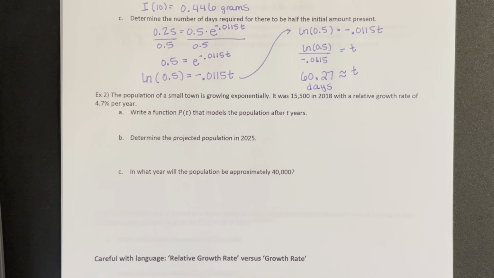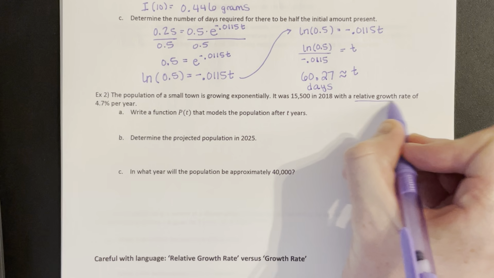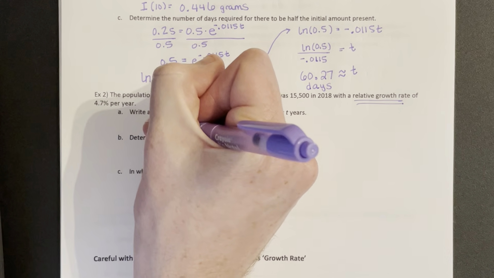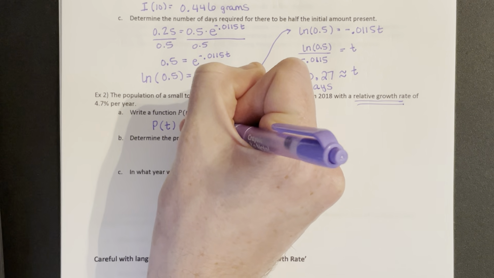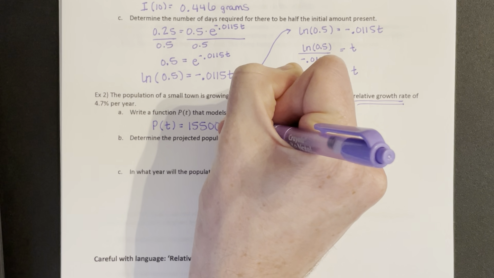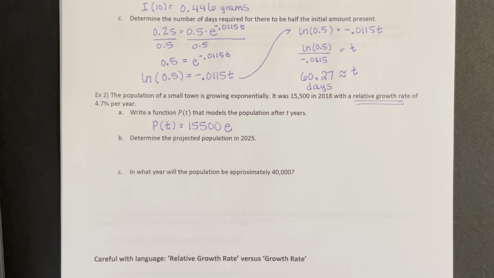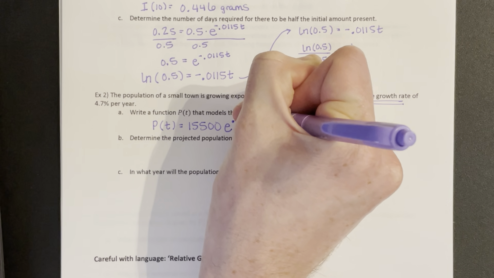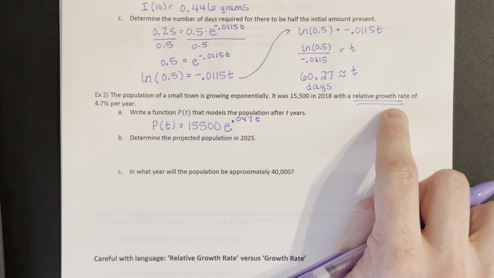Number 2 has the population of a small town is growing exponentially. It was 15,500 in 2018 with a relative growth rate of 4.7% per year. So if I write out P of t, it was initially 15,500. e, I know I'm using e because it said a relative growth rate and not just a growth rate of 4.7%. So e to the 0.047 t. Notice I didn't make it negative this time, and that's because we have a growth and not a decay.